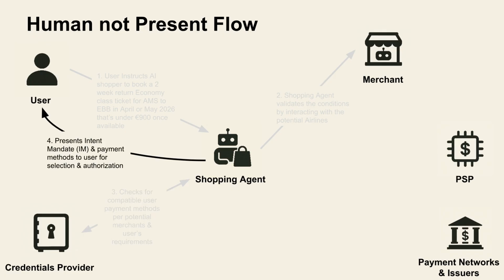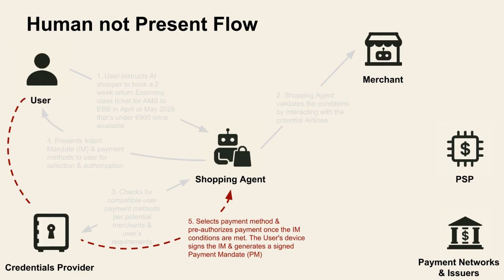Step 4. The shopping agent presents an intent mandate, or IM, and compatible payment methods to the user for selection and authorization. Think of the intent mandate as a sort of pre-signed cart mandate. It manifests as a confirmation request with all the necessary information, purchase conditions, expiry date, and disclaimers.